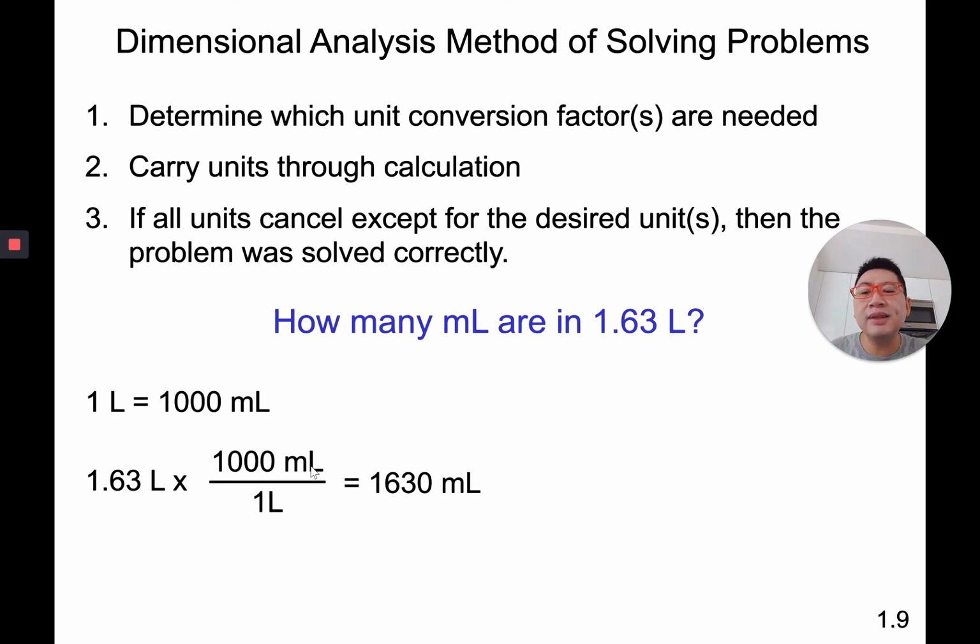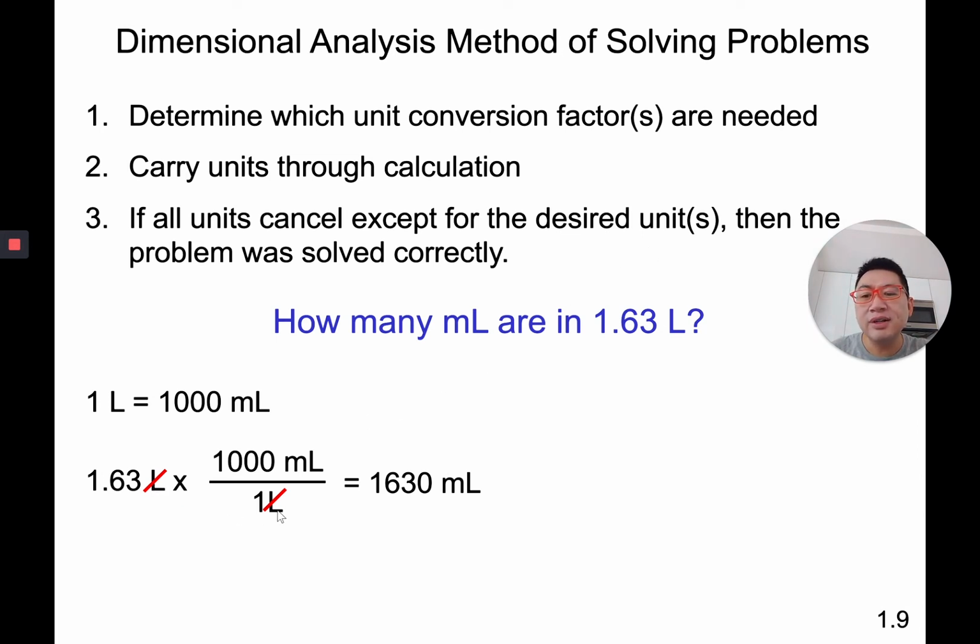But notice I put 1,000 milliliters over a liter. 1 liter in the denominator. So this unit liters and liters will cancel. Notice liters in the numerator, liters in the denominator, on top and bottom. They cancel. So what do I have left? 1.63 times 1,000, which is 1,630. The units left are milliliters. So if all the units cancel except the desired units, then the problem was solved correctly.